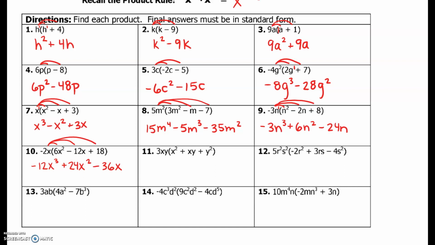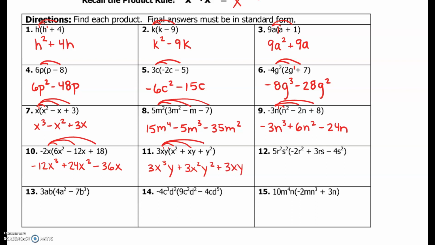You'll notice for 11 to 15, these problems have multiple variables in each term. So again, you only add the variables together that are the same letter. So in this case, you have 3xy times x squared. That would give us 3. Now there's 1x plus 2 x's. That would give us x to the third. There's no y to add to it, so y will stay the same. In the second term, 3xy times 1xy. That would leave us with 3x to the second, y to the second. And then in our last term, we'll multiply 3xy times y squared, which would give us 3x.